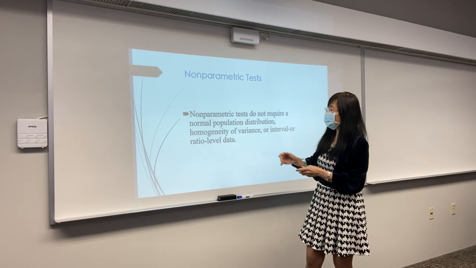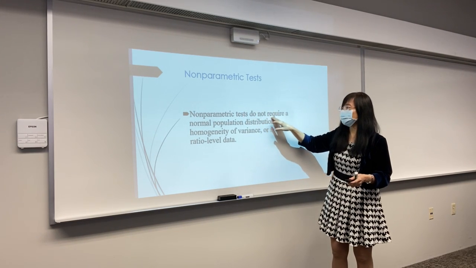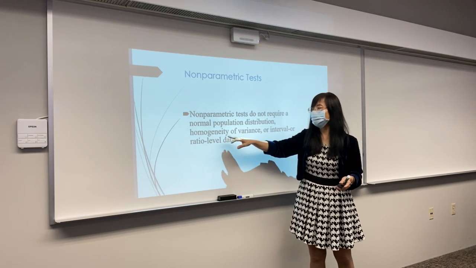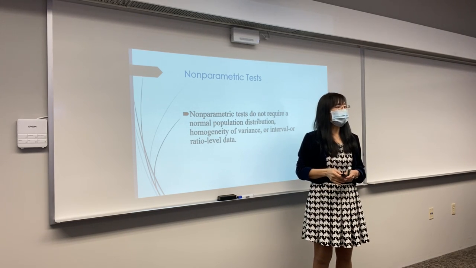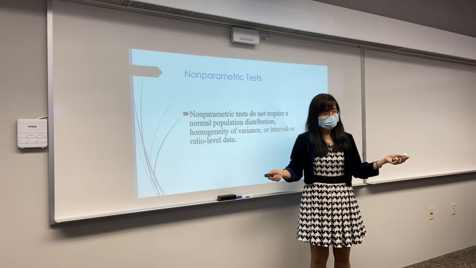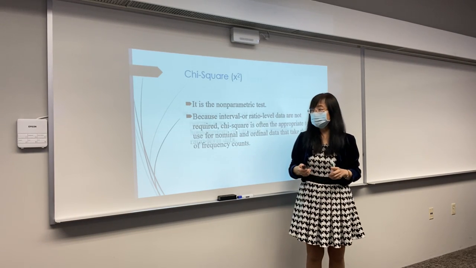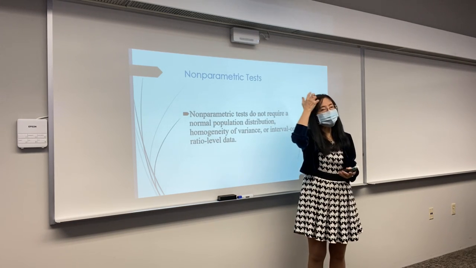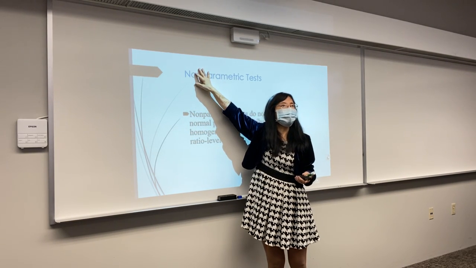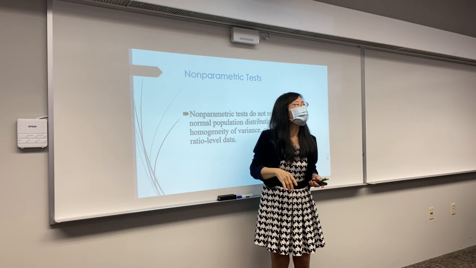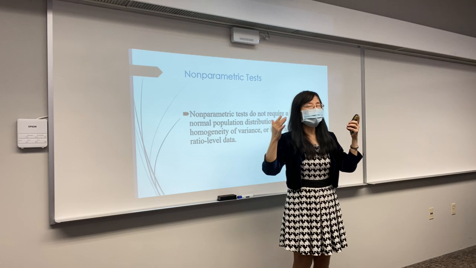So that's why we introduce non-parametric tests. Because they do not require a normal population distribution, they don't require homogeneity, and they don't require you to have interval and ratio level data. Just like for this election, you have no way to get interval or ratio level data. You only get nominal data. So the one we are going to introduce, chi-square, belongs to what kind of test? Parametric or non-parametric? Non-parametric.